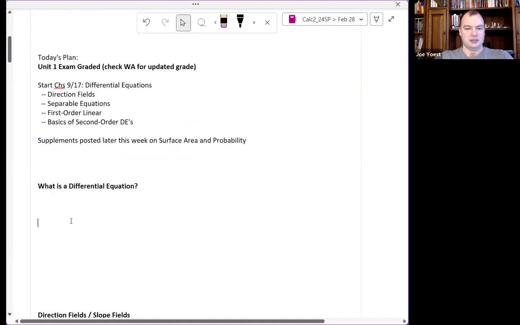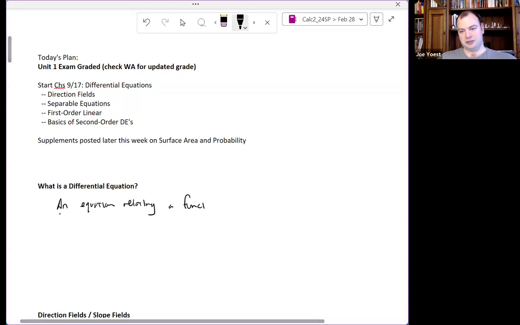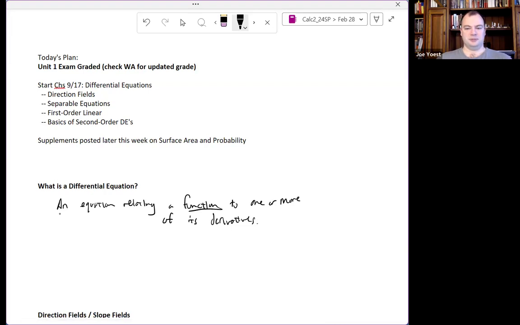Okay, so moving into differential equations. What is a differential equation? It's an equation relating a function to one or more of its derivatives.